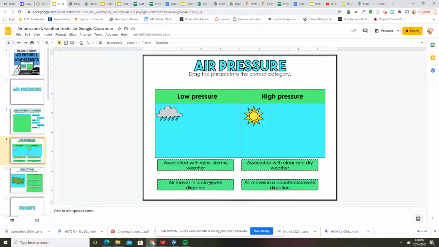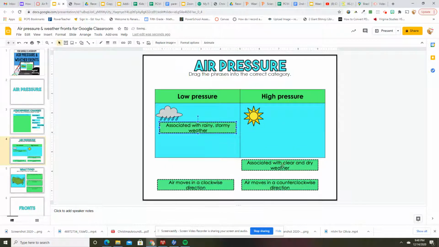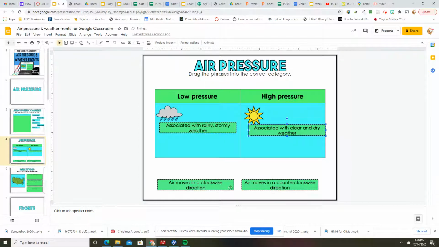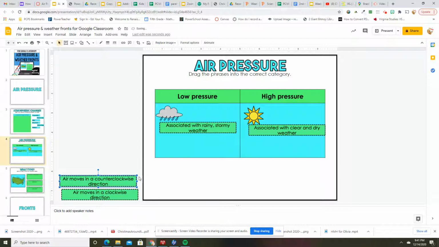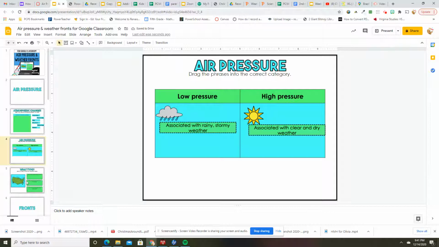So I said earlier that low pressure is associated with rainy, stormy weather, and high pressure is associated with clear, dry weather. And you don't have to know these two, so I'm going to put them to the side because you do not have to worry about those, okay? Actually, I'm just going to delete them, and then you don't have to worry about them.